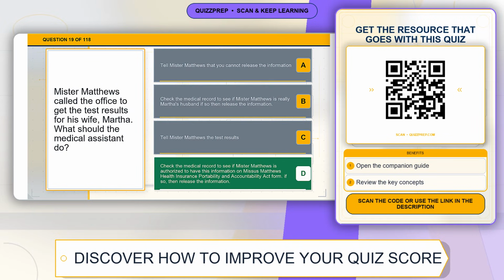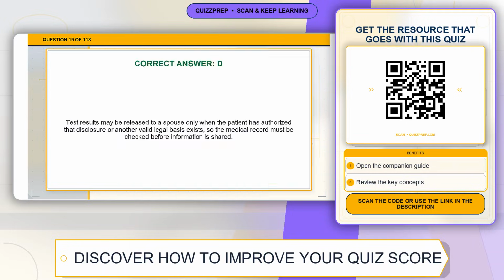The correct answer is option D, check the medical record to see if Mr. Matthews is authorized to have this information on Mrs. Matthews' Health Insurance Portability and Accountability Act form. If so, then release the information. Explanation: test results may be released to a spouse only when the patient has authorized that disclosure or another valid legal basis exists, so the medical record must be checked before information is shared.